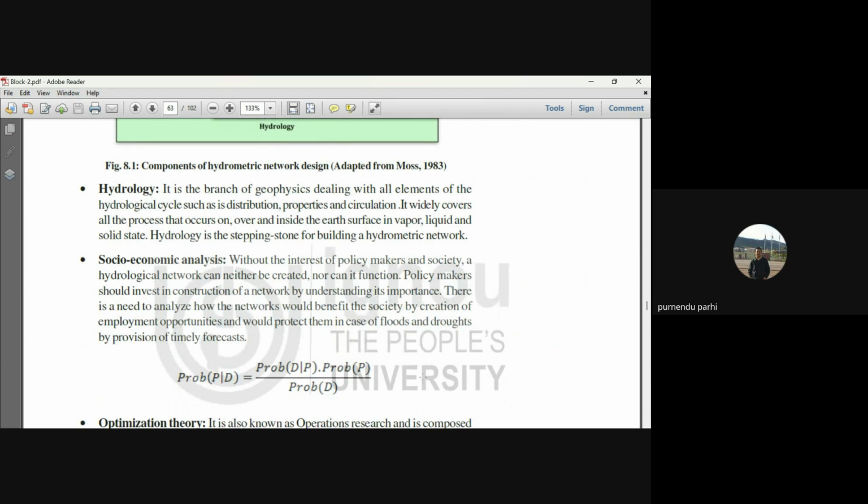Without the interest of the policymaker and the society, a hydrological network can neither be created nor can it function. Policymakers should invest in construction of a network by understanding its importance. There is a need to analyze how the network would benefit the society by creation of employment opportunities and would protect them in case of flood and drought by provision of timely forecast.